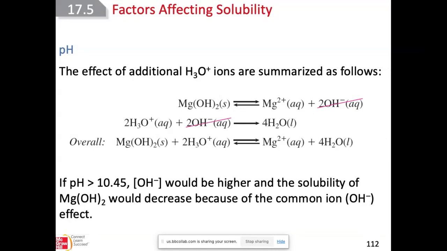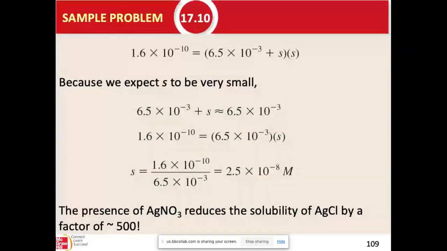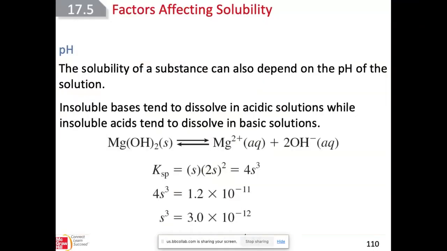Once again, by the way, if I am dissolving something in an acidic solution or in a basic solution, the hydronium ion concentration can also affect the solubility of the salts. So as you can see here, the solubility of substances can also depend on the pH of a solution. Insoluble bases tend to dissolve in acidic solution.